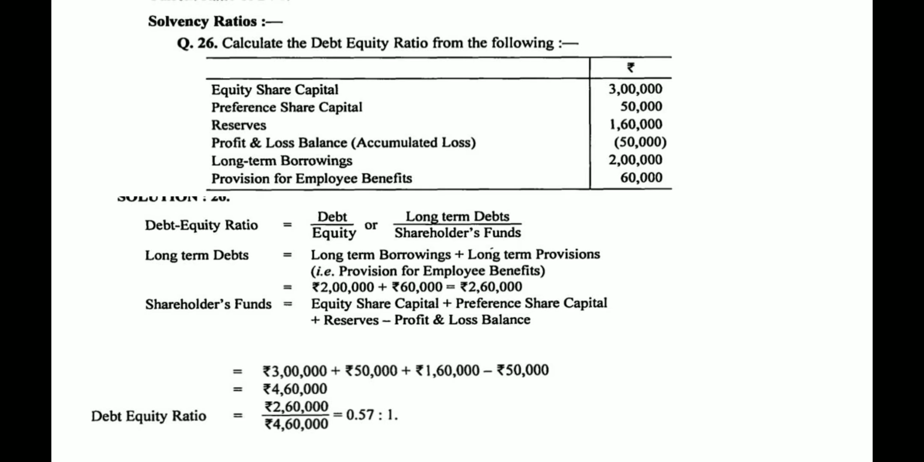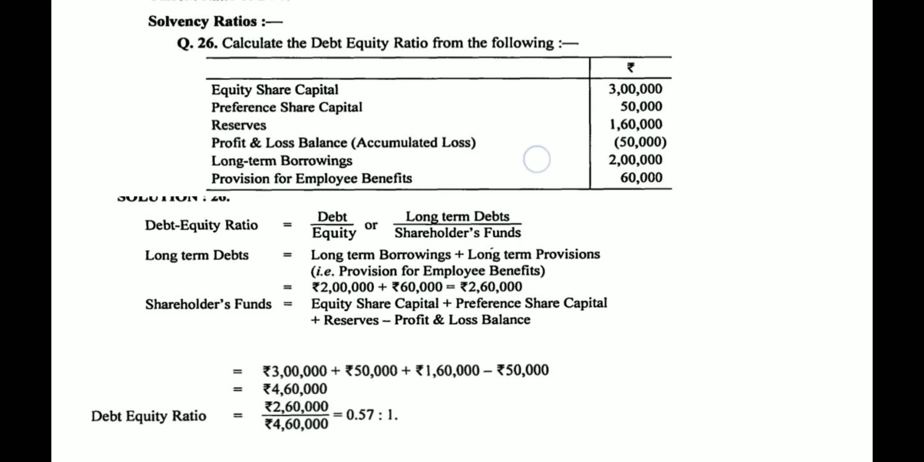Now we are going to discuss some questions of DK Goyal. So solvency ratio is the first question, of debt equity ratio. First of all, what is debt equity ratio? What is the formula of debt equity ratio? It is debt upon equity ratio. So first of all, you have to find where is debt.